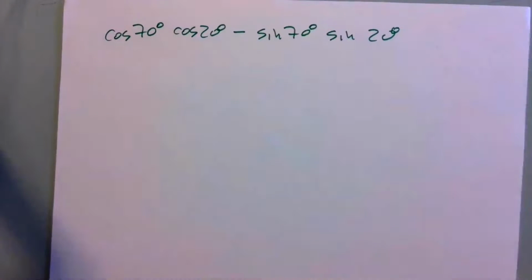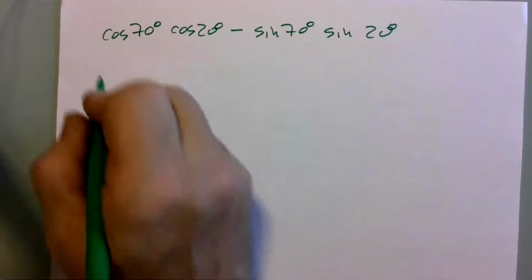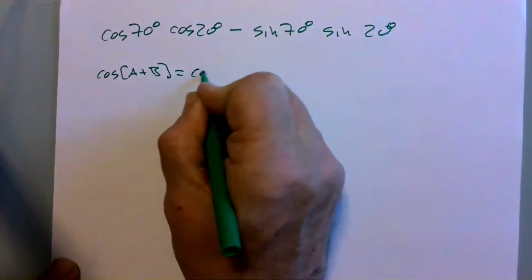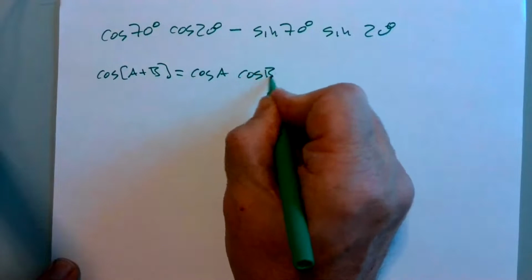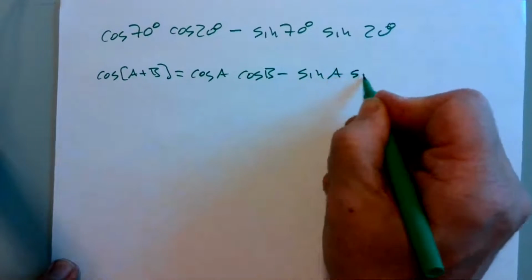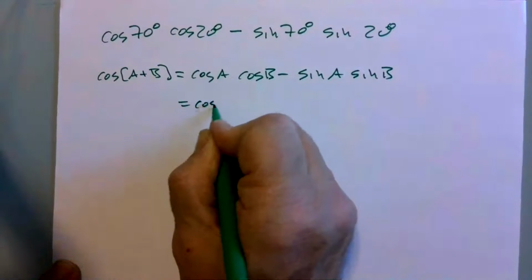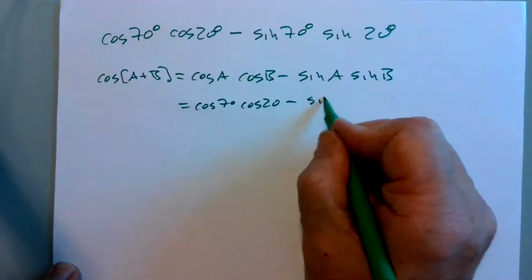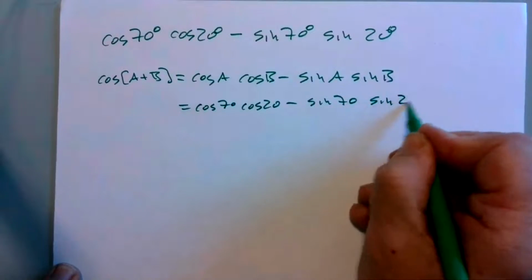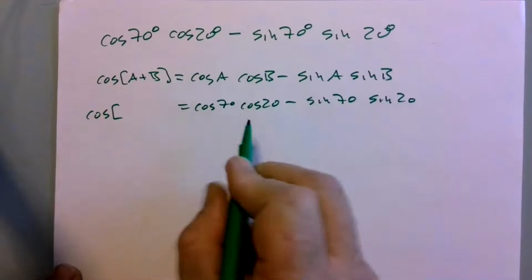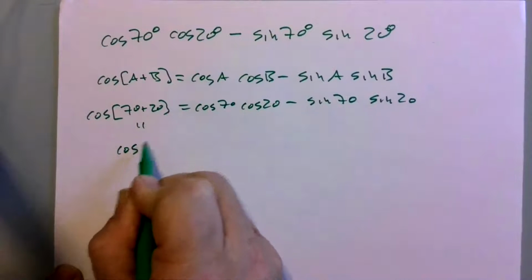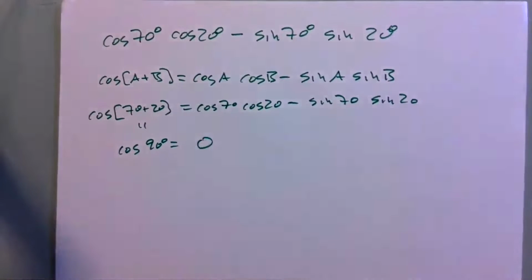So what I'll do is I'll write the formula down again. So we've got cosine of a plus b. Cosine of a plus b is cos a cos b minus sine a sine b. This is the identity we're using. Cosine a is 70, b is 20. That's what you guys saw on the comments. Minus sine a, sine 70, sine 20. This has got to be what? Cosine 70 plus 20 degrees, which in turn equals cos 90 degrees, which in turn equals 0. So the answer to all of that is 0.